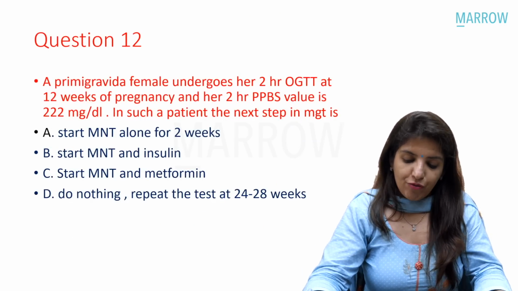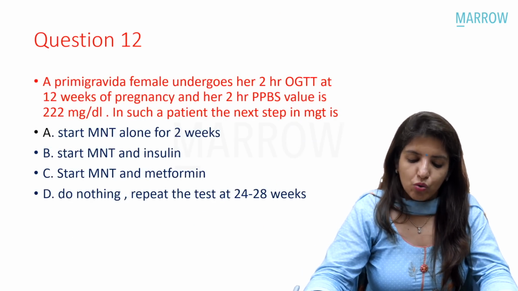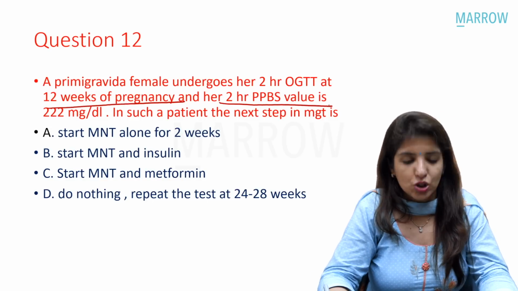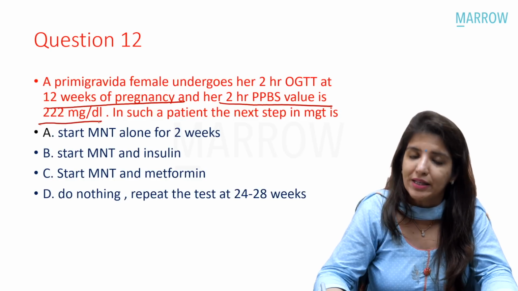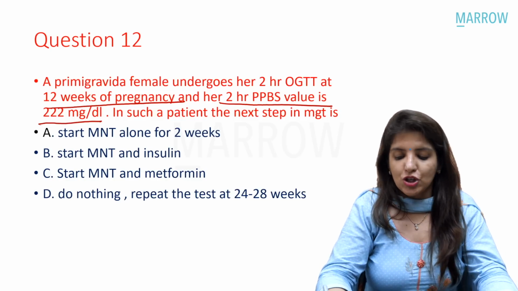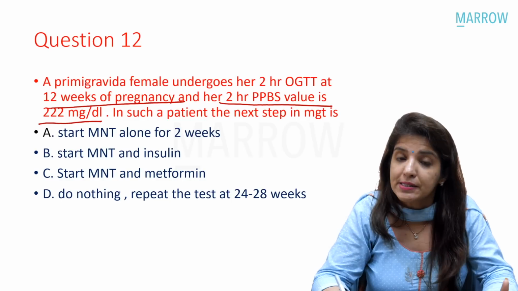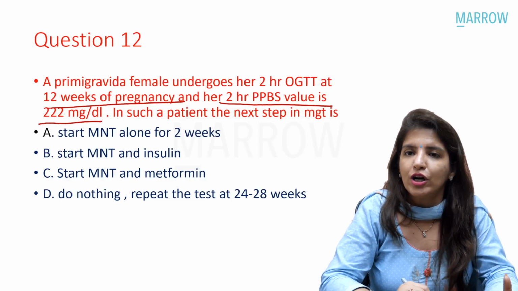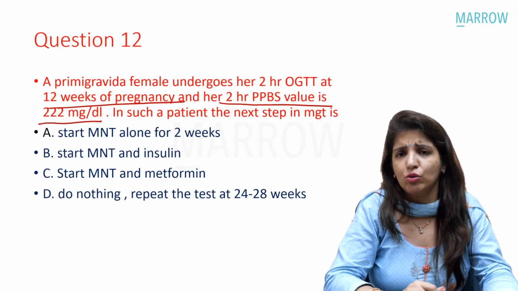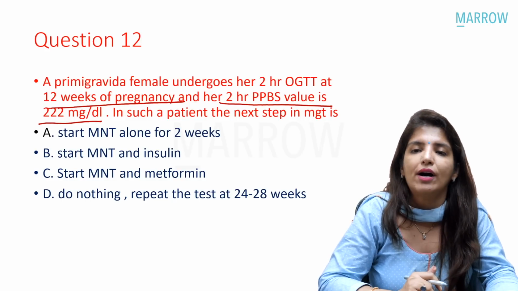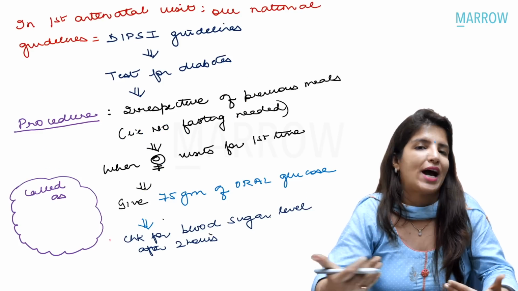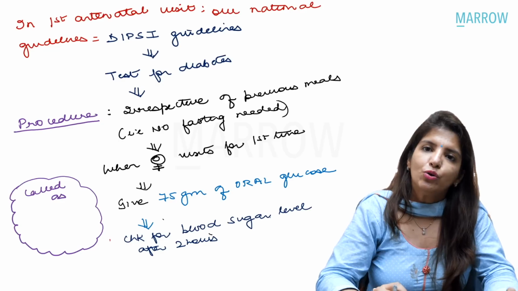A primigravida female undergoes her 2-hour OGTT at 12 weeks of pregnancy, and her 2-hour PPBS value is 222 milligrams per dL. In such a patient, the next step in management is. As I told you, whenever a patient comes to you in the first antenatal visit, you have to do her 2-hour OGTT as per the Government of India guidelines or as per the DIPSI guidelines. What do you do in this test?